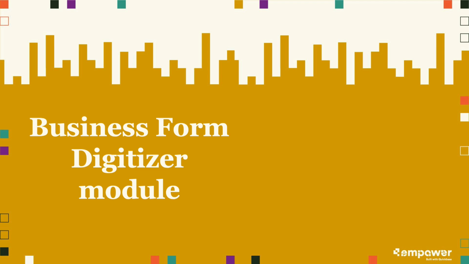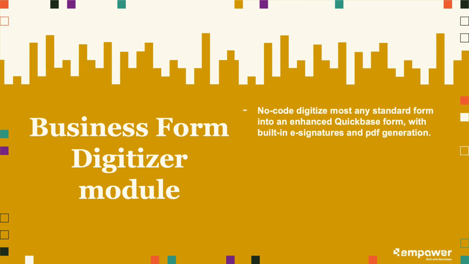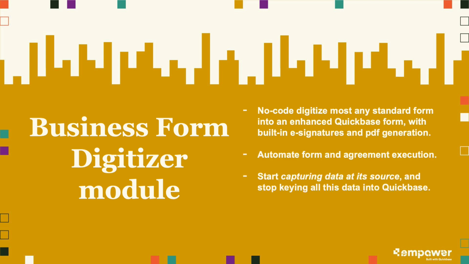Thanks, Taylor. So with this one no-code process, you can digitize and automate most any standardized form. You can automate form and agreement execution. You can start capturing data at its source and stop keying data into Quickbase and stop shuffling files outside of Quickbase. E-signatures are integrated into Quickbase out of the box without the extra expense of DocuSign.